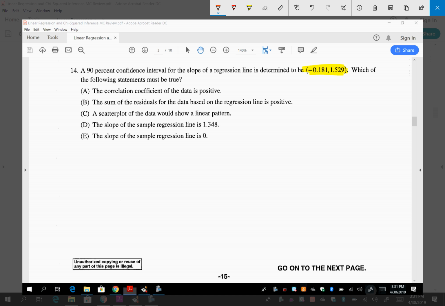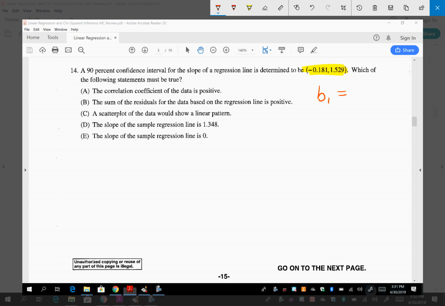The first thing I do when I see an interval like that is I ask myself, well, what is the statistic that they built that interval on? And that would be what we call B sub 1. Does anybody know what B sub 1 is? That's beta. It's called the slope. It's the slope of your data.